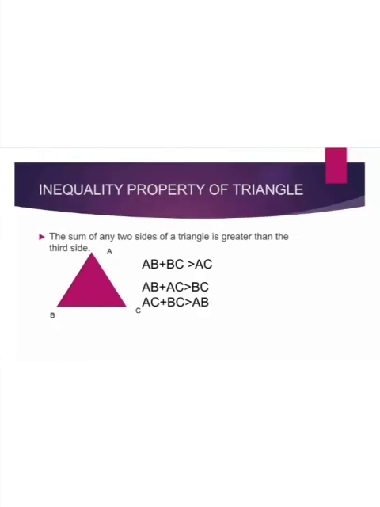Inequality property of triangle. The sum of any two sides of a triangle is greater than the third side. The third side is always smaller, which means AB plus BC is greater than AC, then AB plus AC is greater than BC, and AC plus BC is greater than AB.